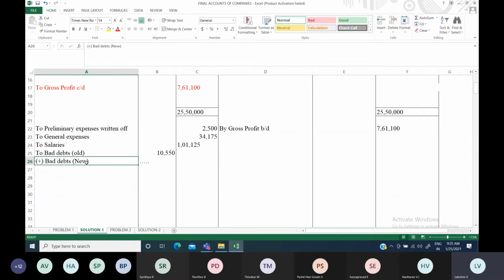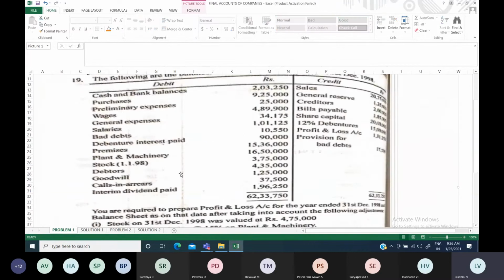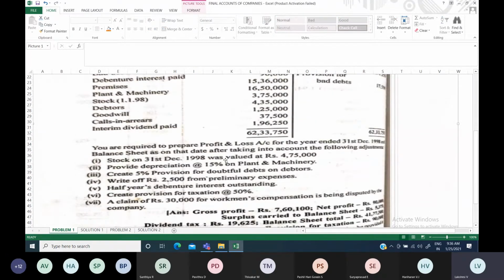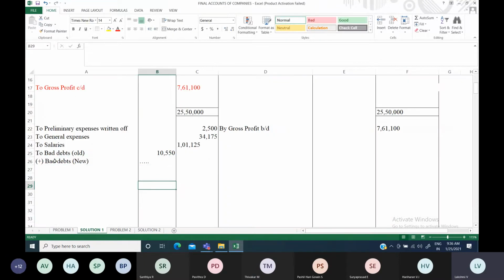Whenever you are not having certain items, as per format only you have to adapt. You can even skip here, because in our question they don't have an adjustment for bad debts. Straight away they are going for provision for doubtful debts. So you can mention either nil, or else you can skip this item and go straight to the next one. Add a new provision for doubtful debts. So let me mention here the same 10,550 that will be coming back again.